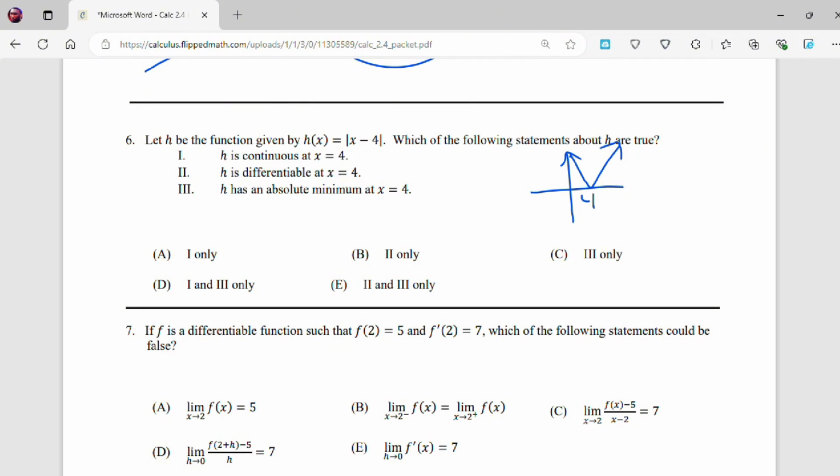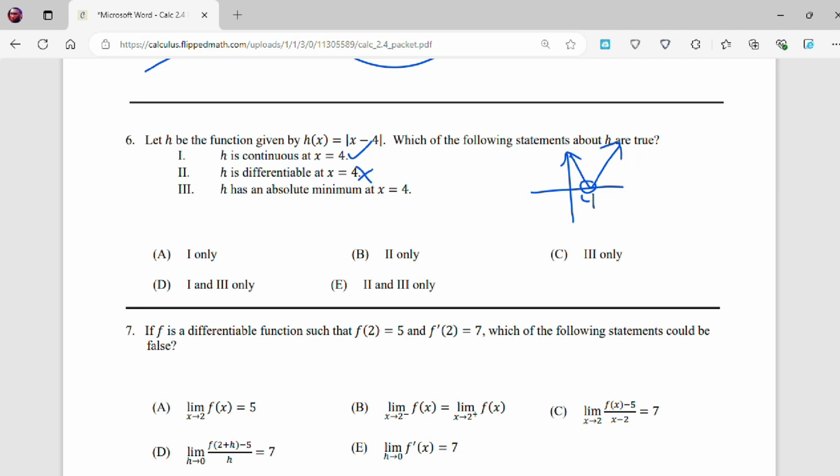Okay. Knowing this, let's look at the statements. H is continuous at x equals 4. Well, that's true, right? There's no discontinuity there. So let's check that off. Statement 2, h is differentiable at x equals 4. Well, it's continuous, but there is a corner. So statement 2 cannot be correct. We have a corner, so it cannot be differentiable.